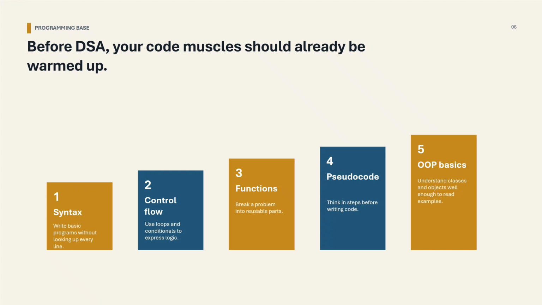For example, if you want to find the largest number in an array, first think like this. Start with the first number as the largest number, go through every number. If you find a bigger number, update the largest one. At the end, print the largest number. This is pseudocode thinking.